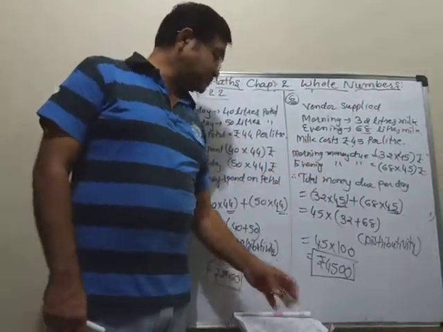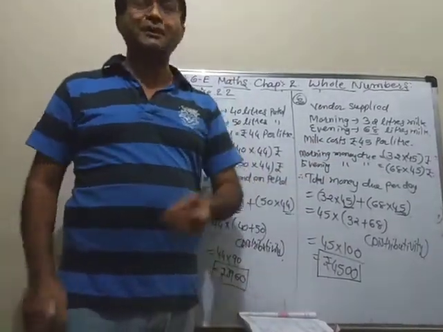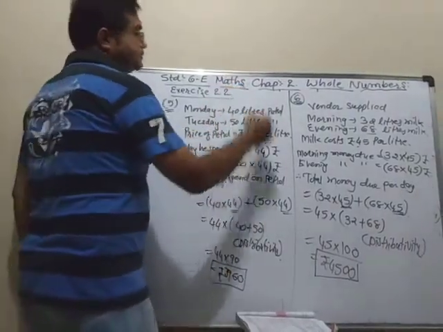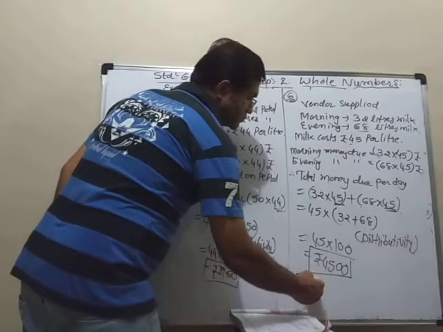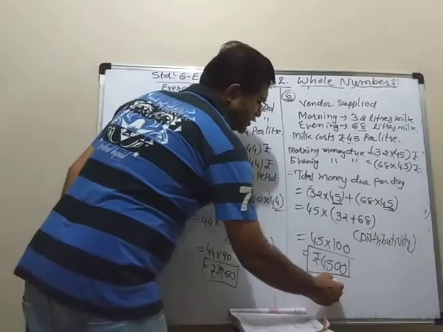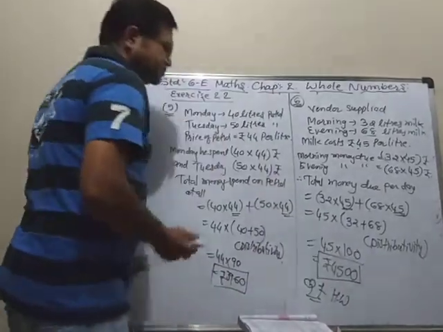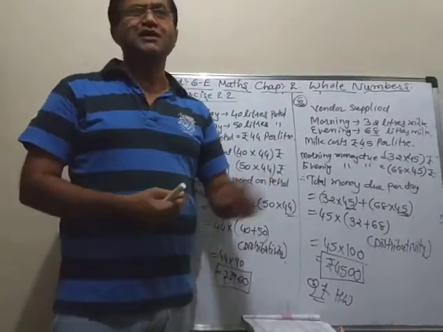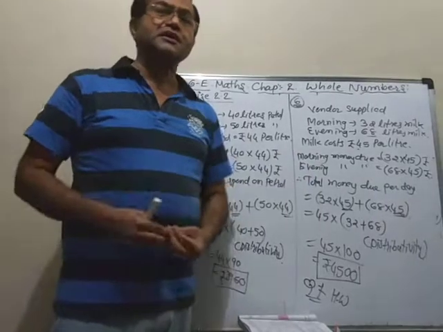Now the last question is very simple. Question 7 you have to do in homework, because it is only match the column, means which property is used, and it is very simple, so I am leaving it for you.